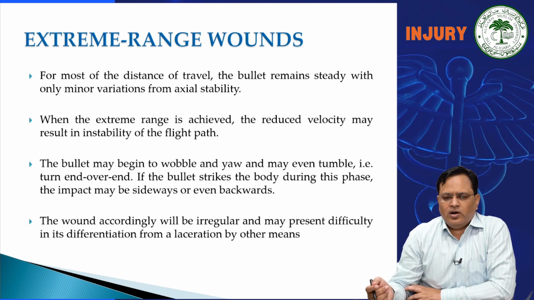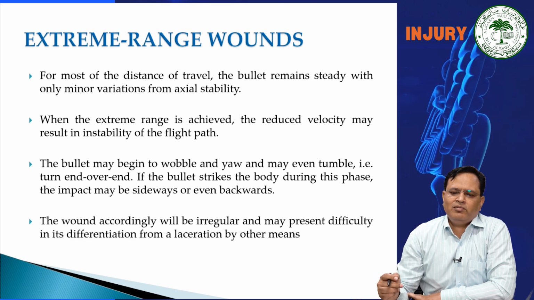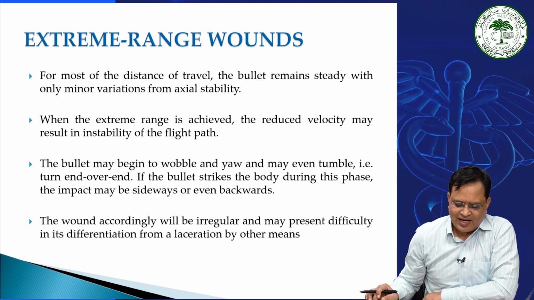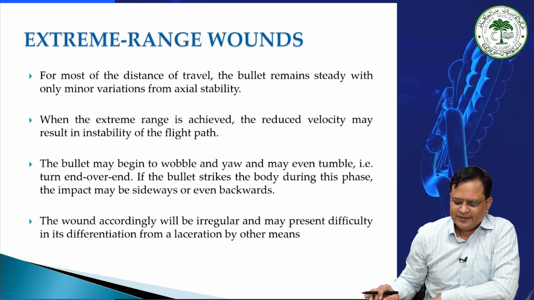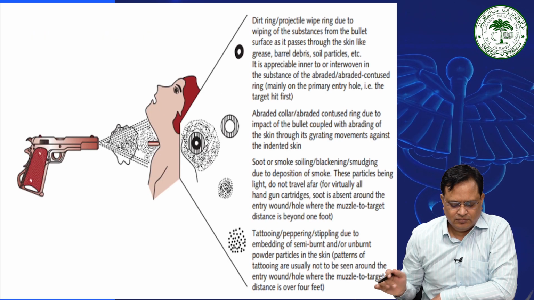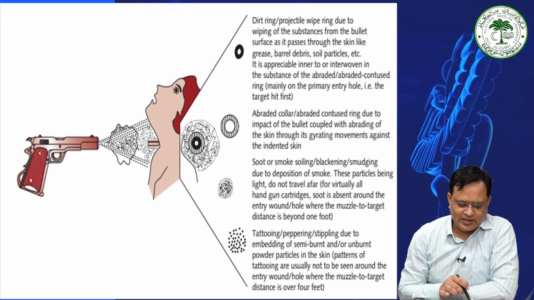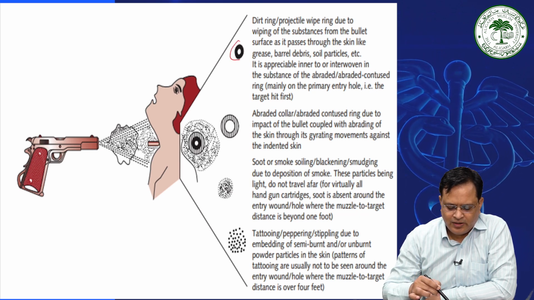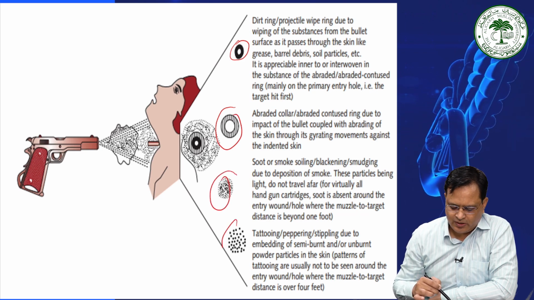The wound accordingly will be irregular or may present difficulty in differentiation from laceration or other means. So we can have difficulty in analyzing the wound, but it is not much difficult. We will see to it. This is the diagram. If a gun is fired from a distance, then different things stop at different levels. You can see here the dirt ring very close, then we have abrasion, then soot, then tattooing.